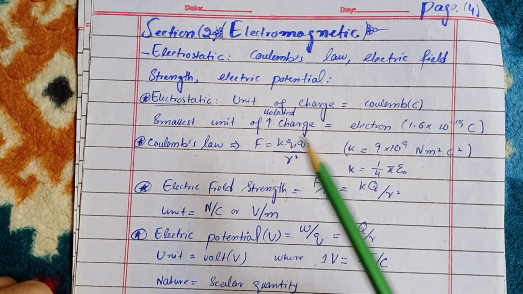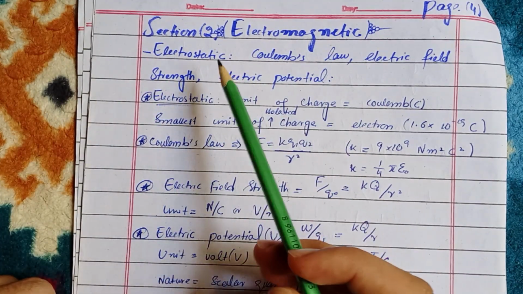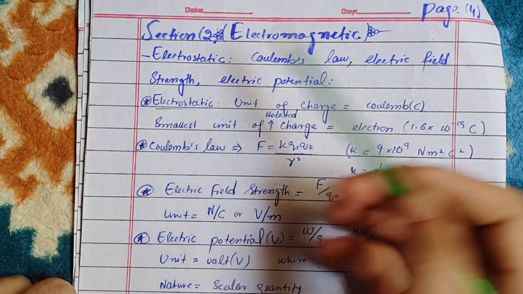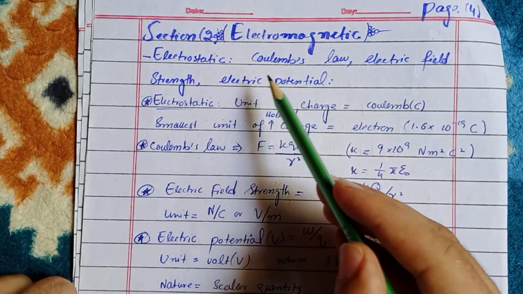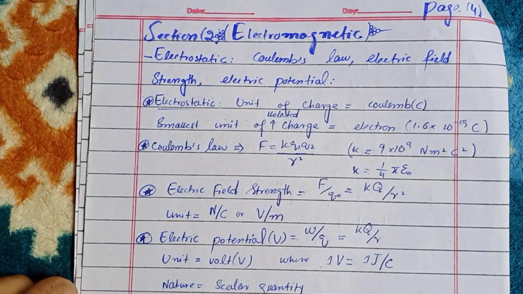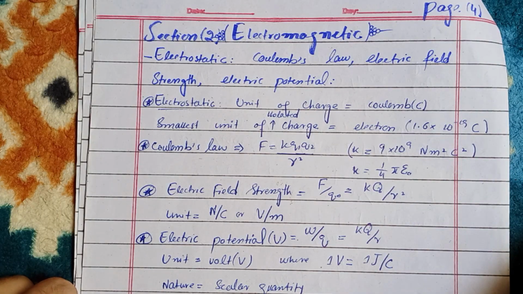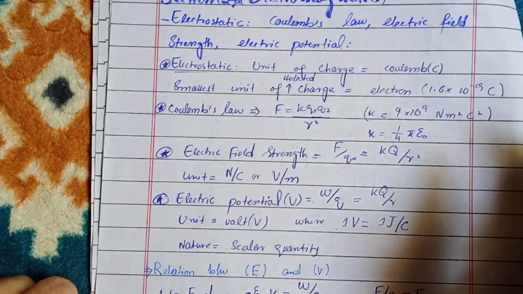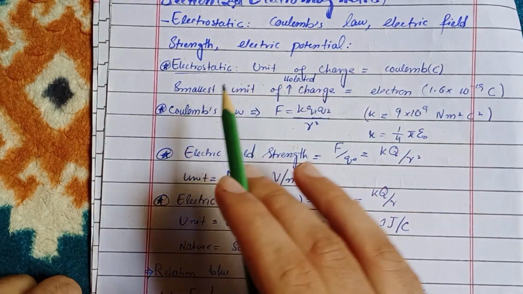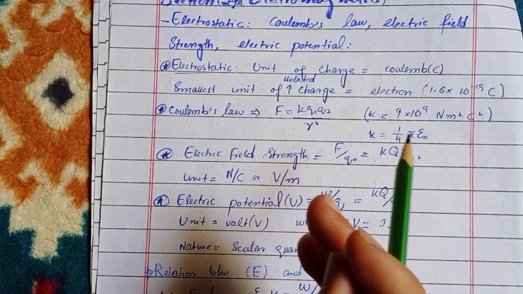clearly. In section number 2, the main heading is electromagnetism, and we will cover the first subtopic, electrostatics. What is electrostatics? Within electrostatics we will cover Coulomb's law, electric field strength, electric potential. We will cover the important formulas and important points. Okay, so the first is electrostatics.